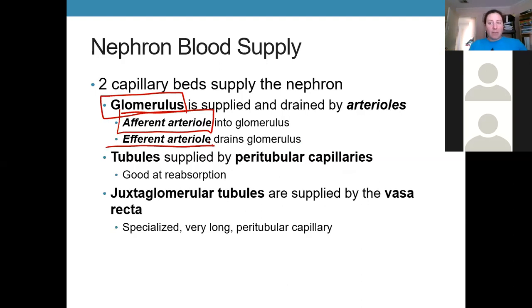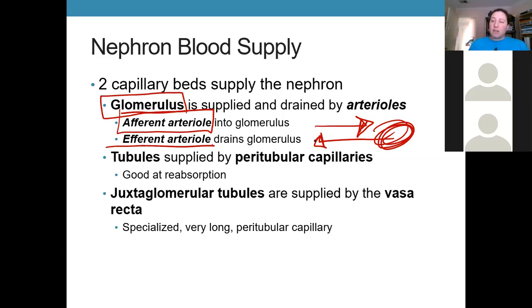So hopefully you remember when we talked about the nervous system, the sensory stuff was like the afferent pathways, because afferent is sending things into something. And then effectors are like the muscles and things that do stuff, so they were getting information from the efferent pathways, because efferent means coming back out. So the afferent arteriole goes into the glomerulus, and then the efferent arteriole is draining the glomerulus. So the blood goes in, the blood comes back out.